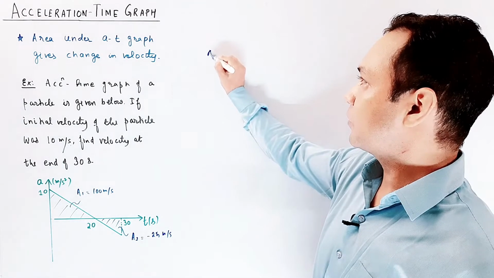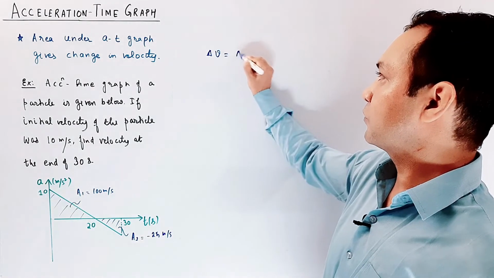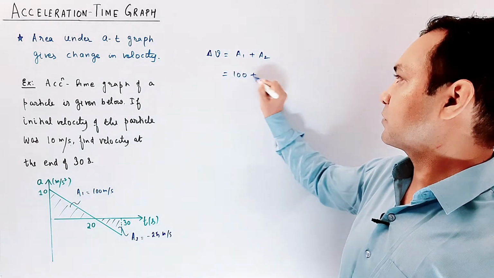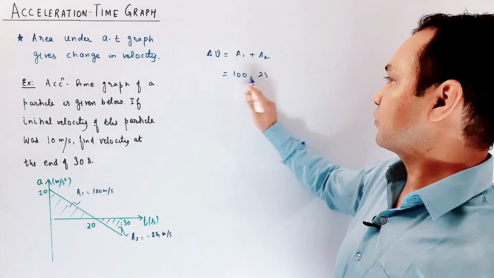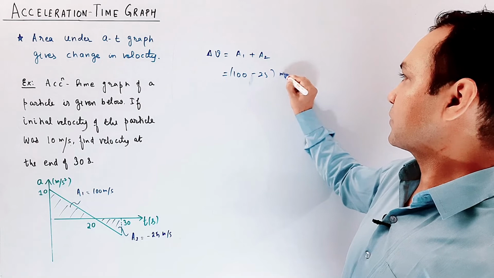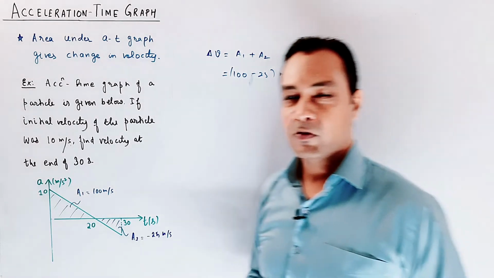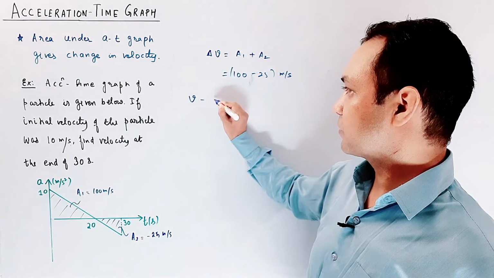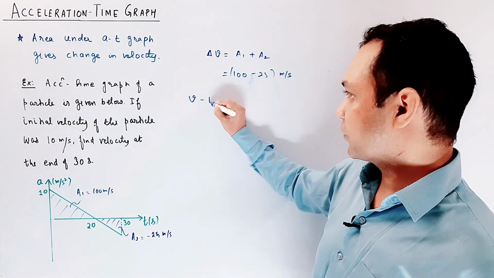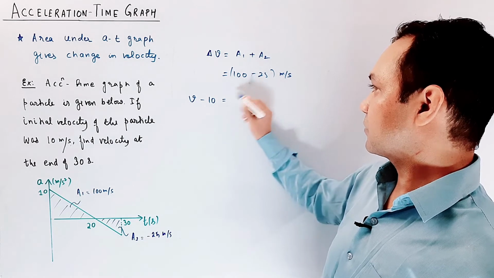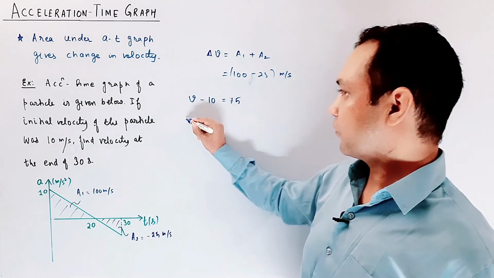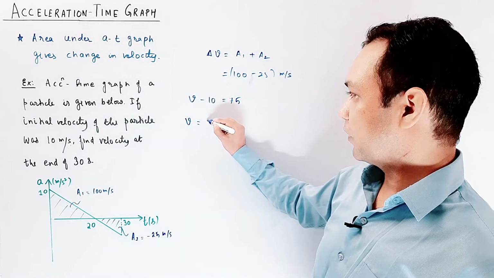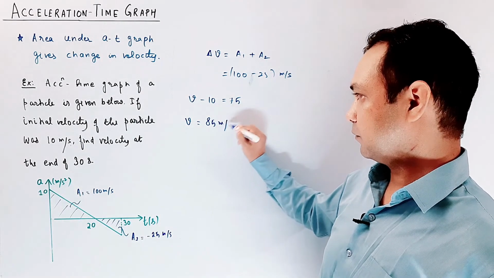So change in velocity delta v is equal to, with sign, A1 plus A2, so that would mean 100 minus 25 meter per second. And change is always the final value minus initial value. So this change is the final value v minus initial value u, which was 10 meter per second, and that is now 75. So we have the final velocity at the end of 30 seconds will be 85 meter per second.